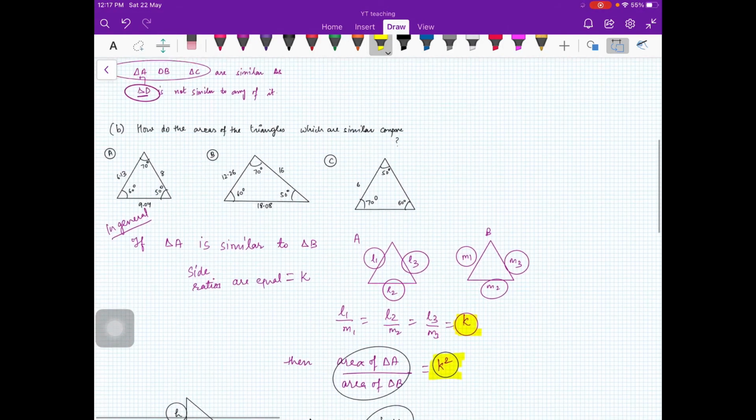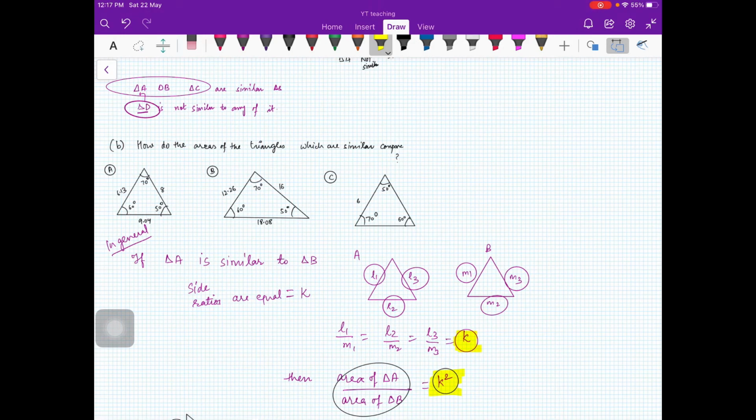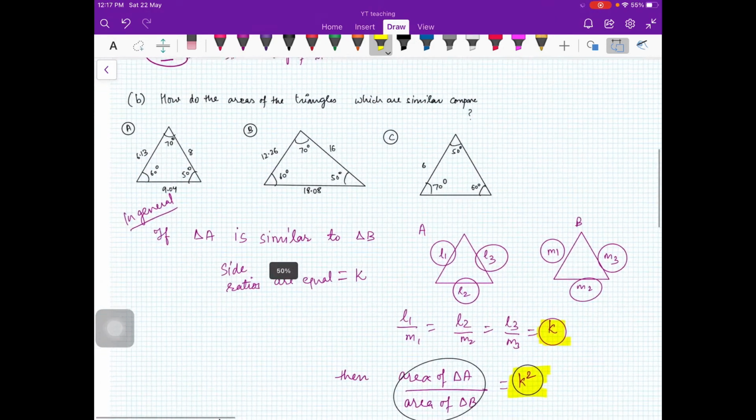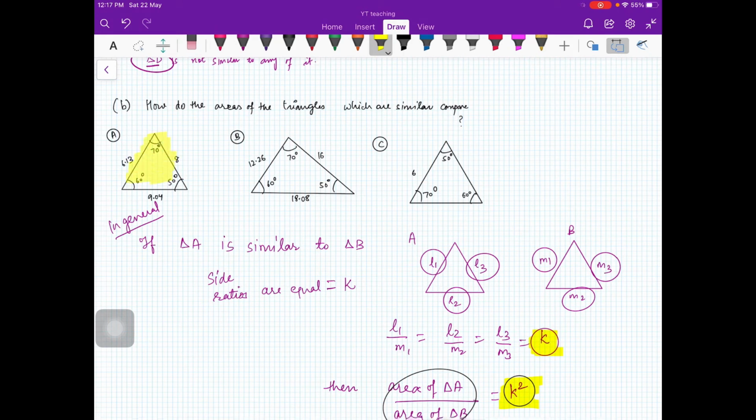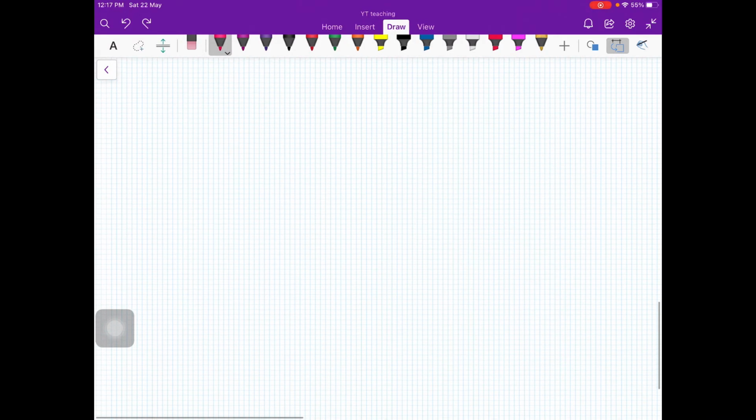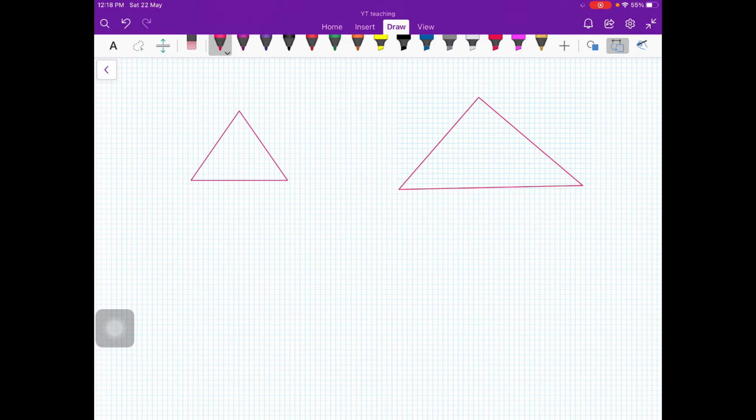So here you see, now you have to tell what is the relation between the areas. Here if you look at triangle A and triangle B, side ratio is 2. You see, 6.13 divided by 12.26. So let me write down. For triangle A and triangle B, which was your 6.13, 9.04, 8 centimeter here, and here it was 12.26, 18.08, and here is 16.